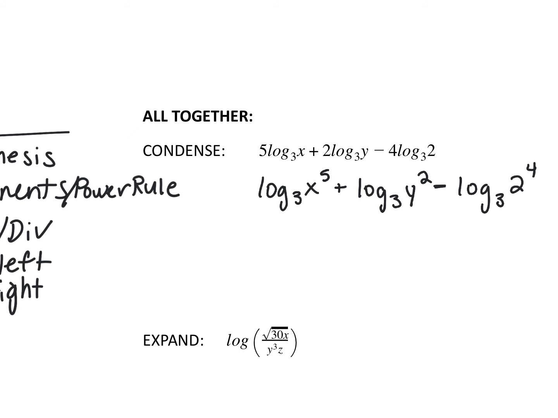When I'm condensing, multiplication and division look like addition and subtraction. So the first thing I see here is what? Addition, which means to multiply. Since these two values are being added, I'm going to multiply them. Means I'm going to write log base 3 of x to the 5th y squared. And I still have this thing being subtracted. Okay, now what's the only thing left?